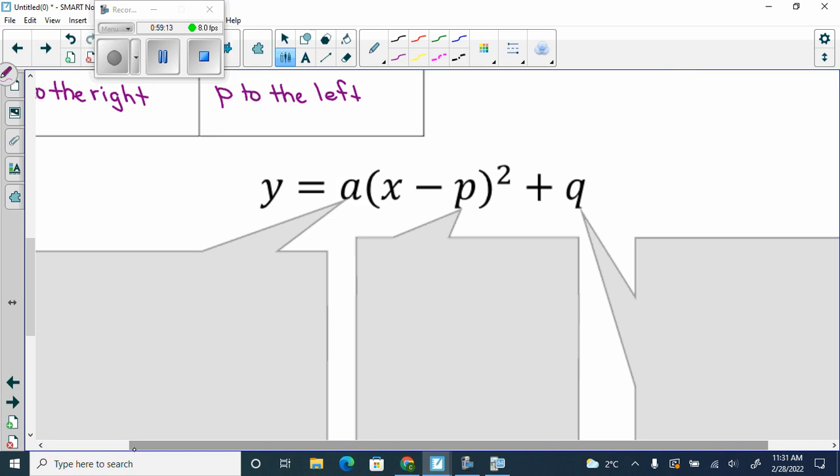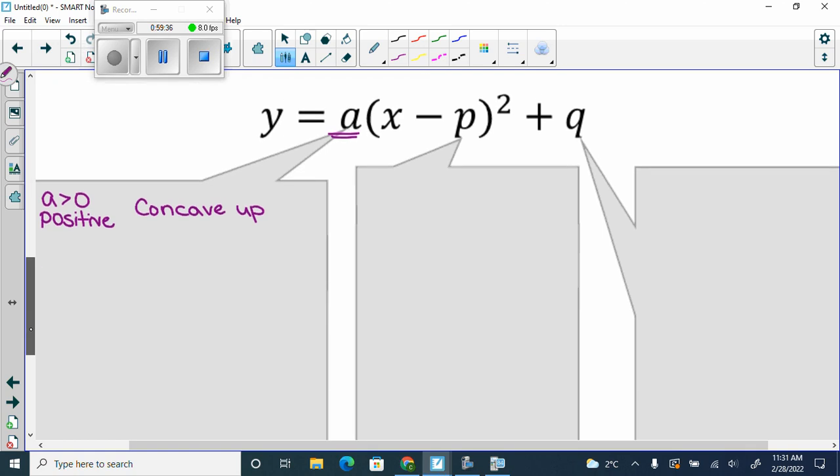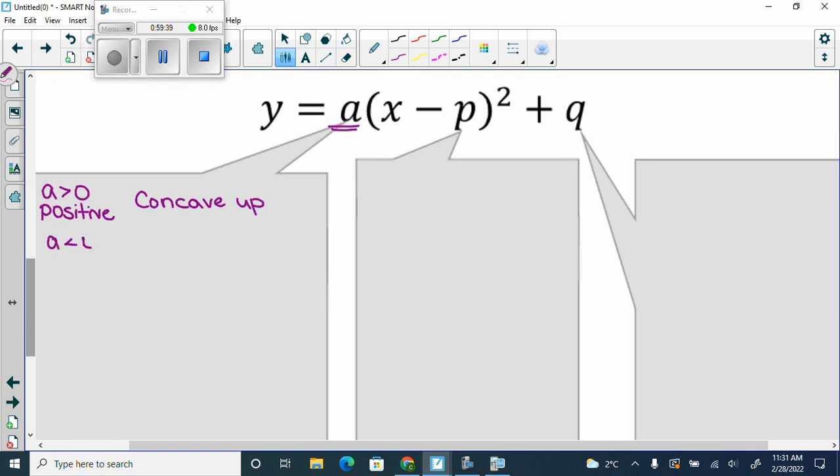So what does the A tell me? What does this A value give me? If A is greater than 0, which means it's positive, what happens? It's concave up. Yep, concave up. If A is less than 0, so negative, it's concave what? Down.